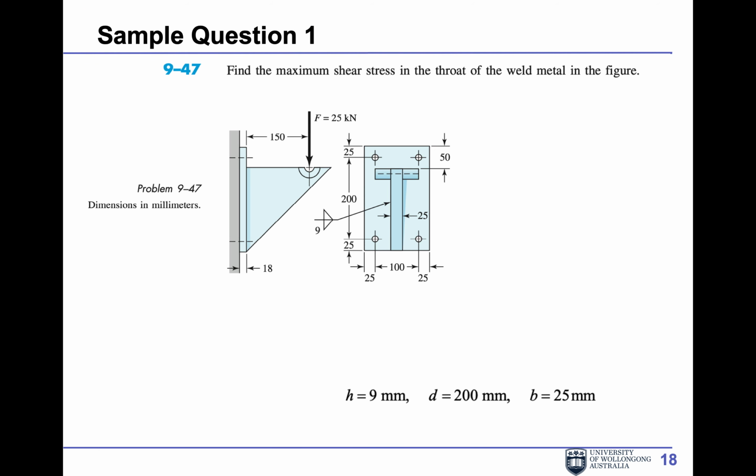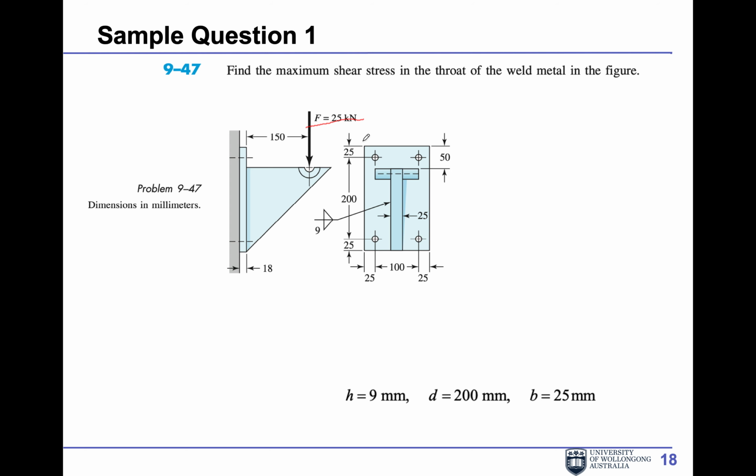Okay, so lastly, let's have a look at an example. This is the example in the tutorial question, and I also promised to explain this complete question in a little bit more detail. So firstly, let's look at the figure. You have something fixed on a fixture. There's an attachment on the fixture, and there's a force pushing down, 25 kilonewtons.